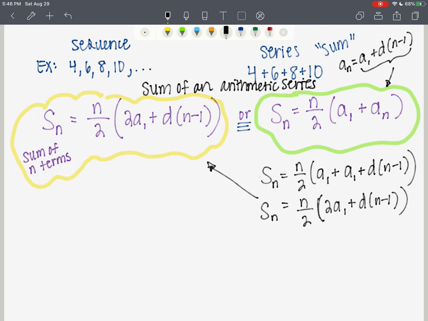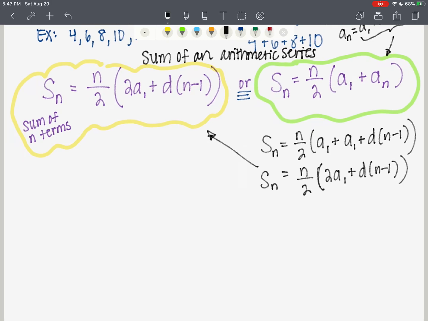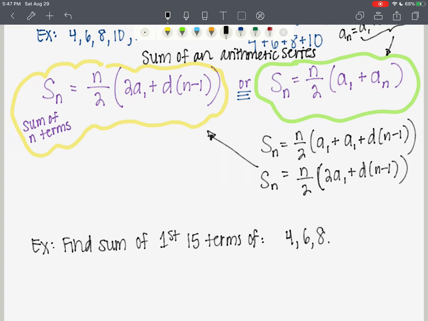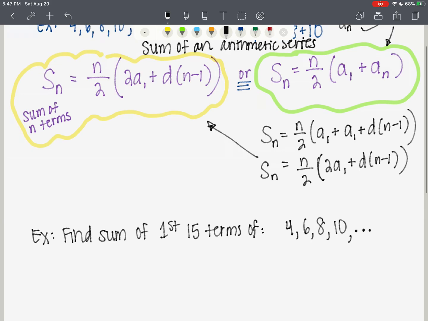I tend to use the one on the left, but either one of them works. It all depends on the information that I'm given. So let's go there. We've got an example. We want to find the sum of the first 15 terms of 4, 6, 8, 10, and so on. So find the sum of the first 15 terms of this sequence. That means I'm going to be finding 4 plus 6 plus 8 plus 10, and then I need 11 more terms after that. Well, we're going to do this using a formula.